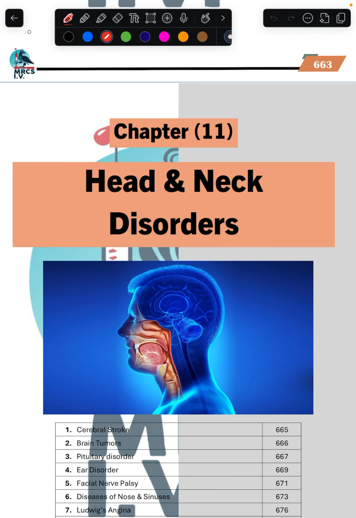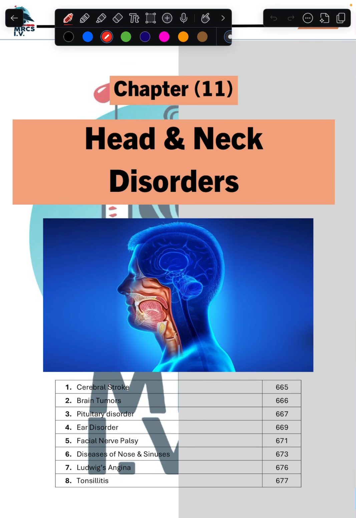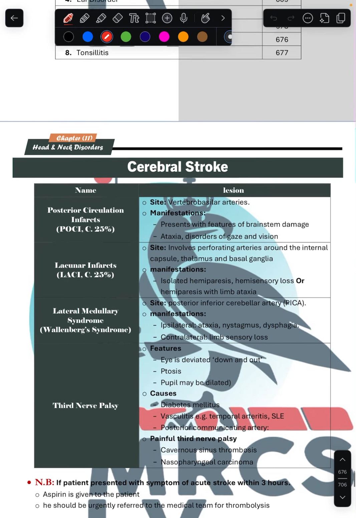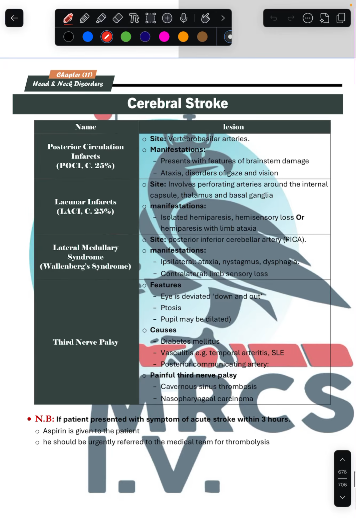So let's go about the head and neck. After anatomy of the head and neck, what are the disorders of the central nervous system? From this book, MRCS, cerebral stroke. You can see posterior circulation infarcts. As you know, there is the circle of Willis. Posterior circulation infarct, the posterior arteries, vertebrobasilar arteries.